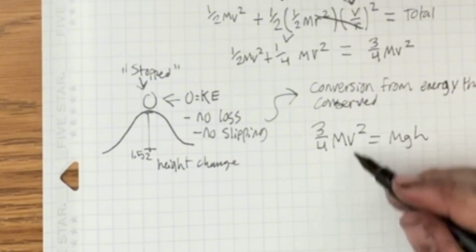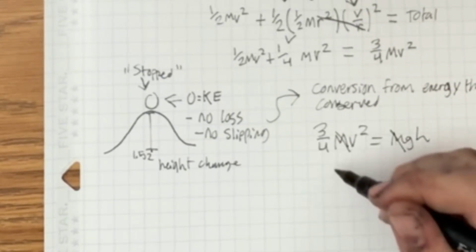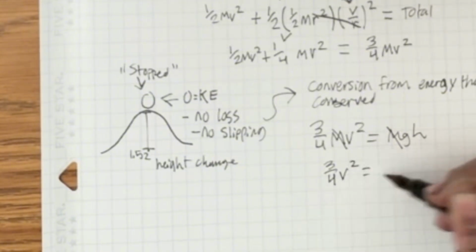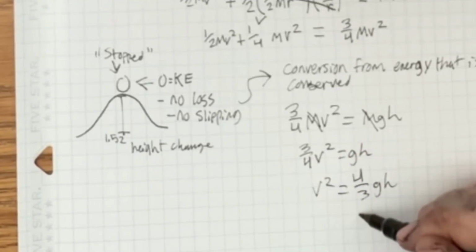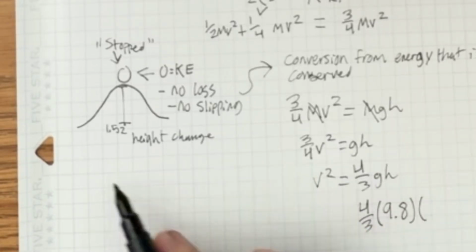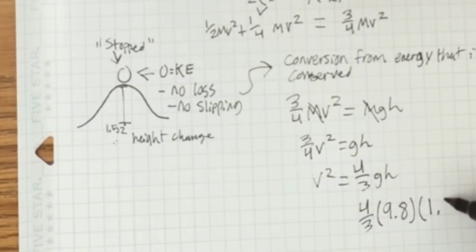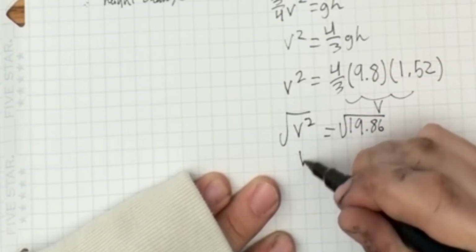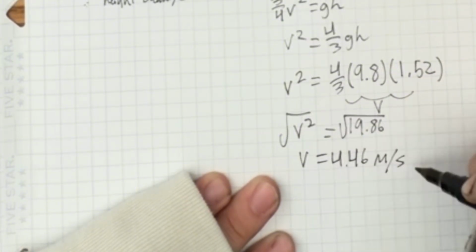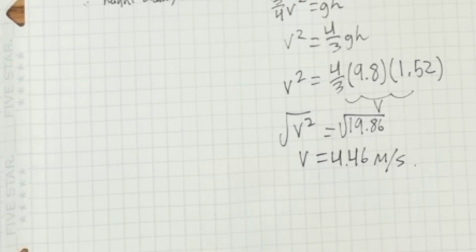We notice that the masses cancel out, leaving us with 3/4 v squared equal to gh. g is our gravitational constant, which is 9.8, and h was given to us in the problem, which is 1.52 meters. We get around 19.86, and we can take the square root of this to get our velocity in linear terms, which is 4.46 meters per second.